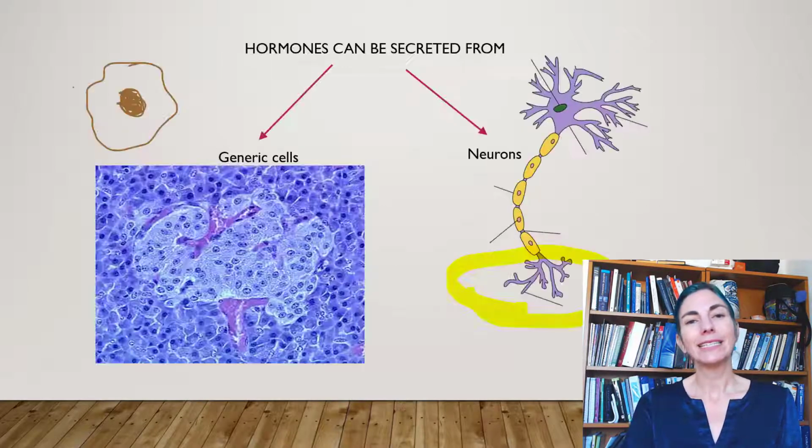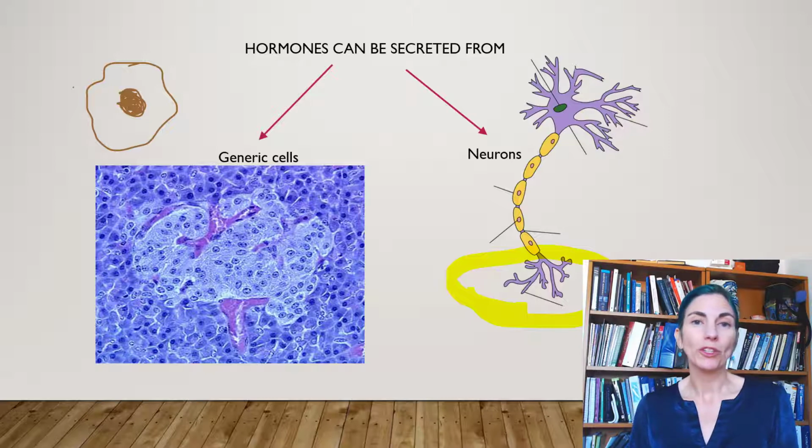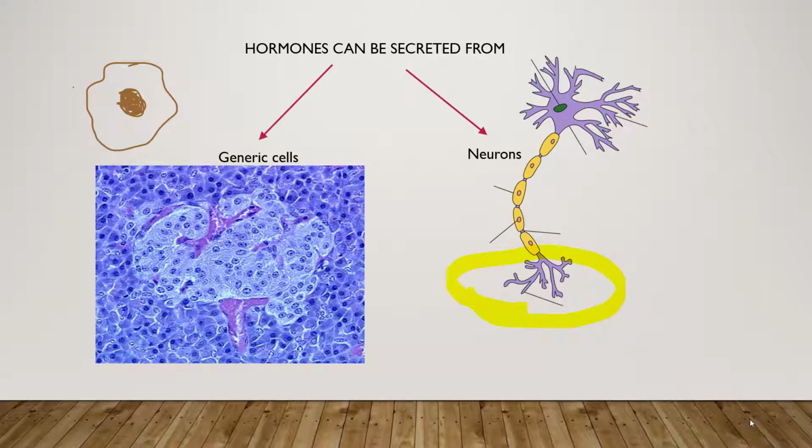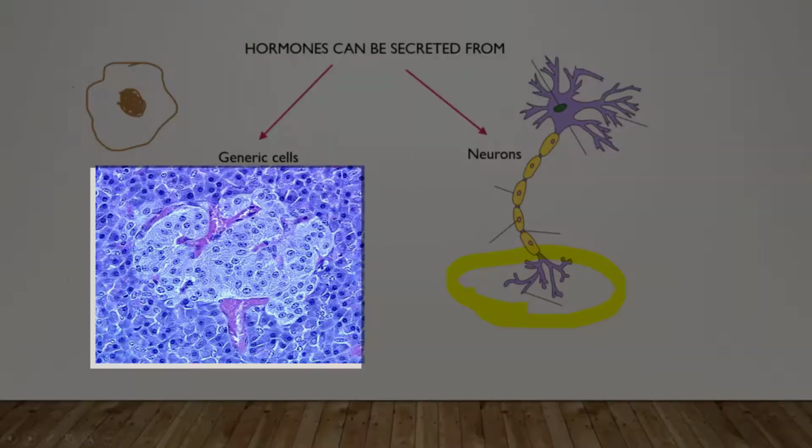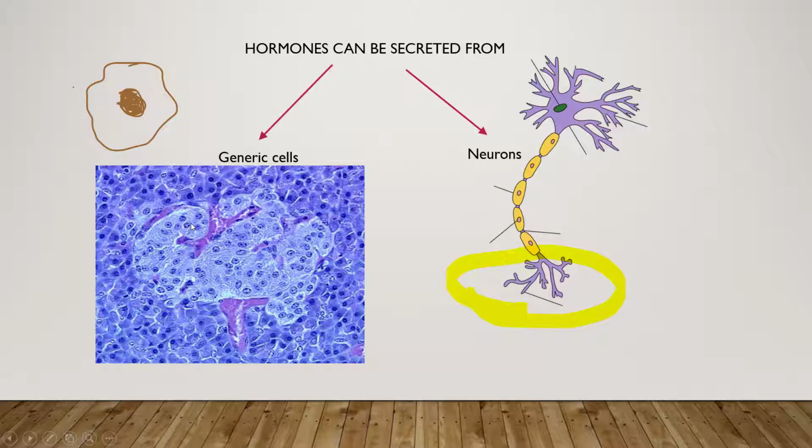So next, let's take a look at who secretes hormones. Most hormones are secreted from what I call generic cells. They just kind of look like your generic amorphous roundish cells. And you can see images of some of those endocrine cells in the left picture of the pancreas. So when you take a look at the image on the left, you can see that these are kind of generic looking cells. You might ask yourself, well, how come some are lighter than others?